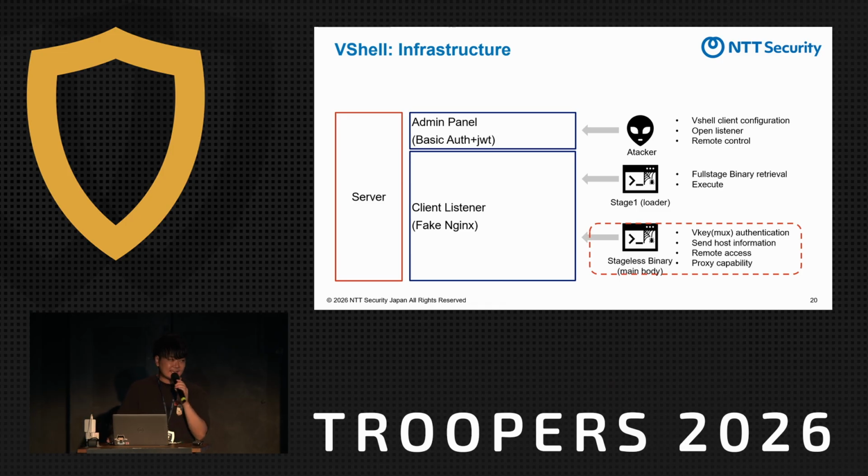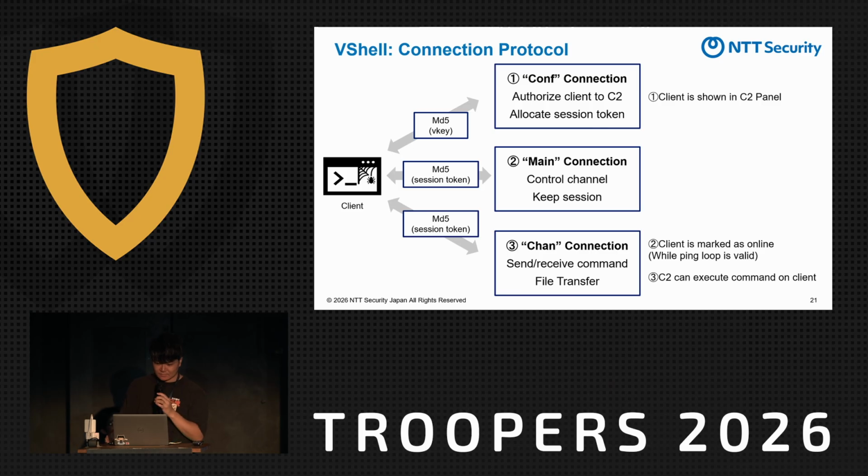Next, we focus on the stageless binary. This slide provides an overview of the VShell connection protocol. In VShell, communication between the client and server is carried out through three types of channels: conf channels, main channels, and chan channels. First, the conf channel is used. This channel handles client authentication and authorization to the servers. At this stage, a session token is allocated and the client becomes visible in the panel.